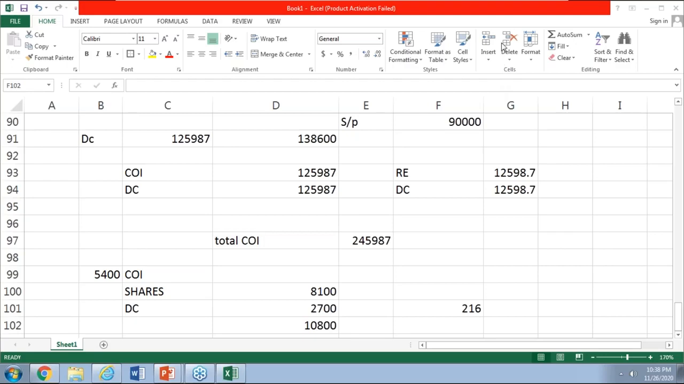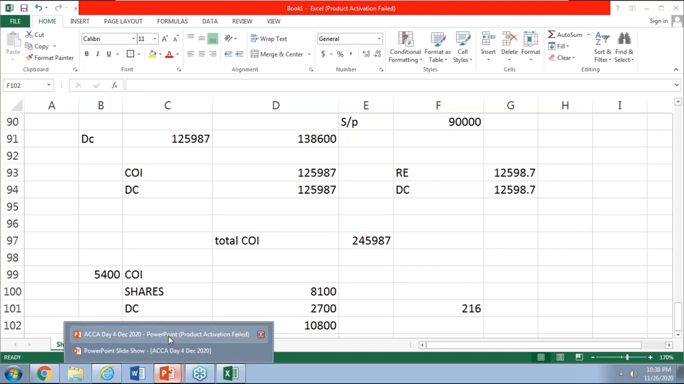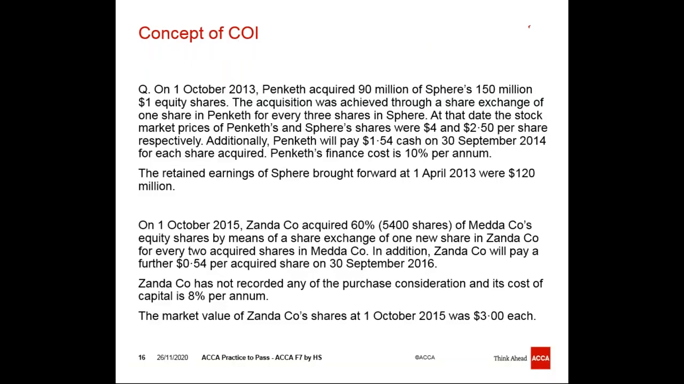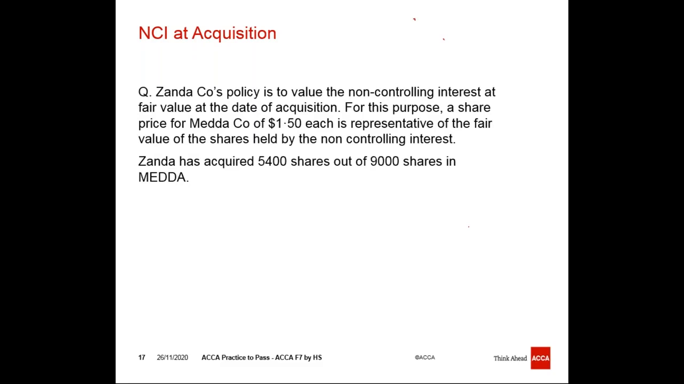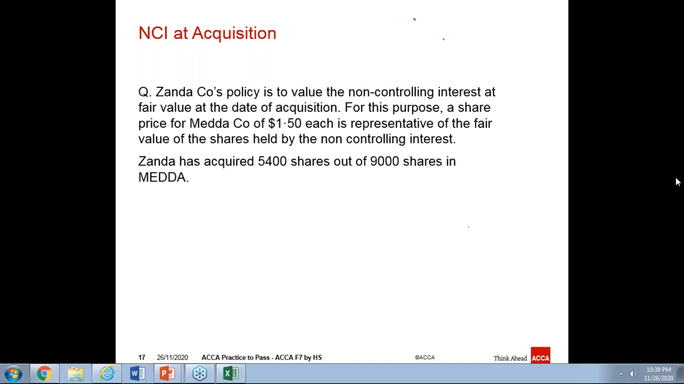So, okay, let's start working on NCI. How to calculate the NCI for the fair value? You have to see how many shares the NCI has got and multiply it with the share price of the subsidiary company. So share price of the subsidiary company into number of shares of NCI. By multiplying these two figures, you get the value of NCI.